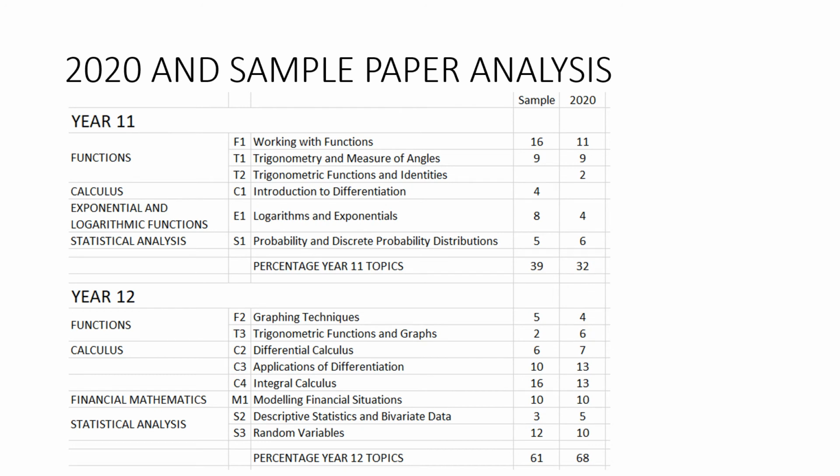Now I mentioned before that roughly 30% of Year 11 content can be examined. We've only got 2 papers that we can look at. We have the sample paper and then the 2020 exam. But look, over 30% of Year 11 was examined. Have a look at some of the other areas with high proportions, working with functions. Have a look at calculus down here, 7 and 13 and 13, 33%, and similar in the sample paper. Quite a bit on random variables and also modelling financial situations. So you might want to take this into consideration when you're choosing where to focus your energies for your revision.